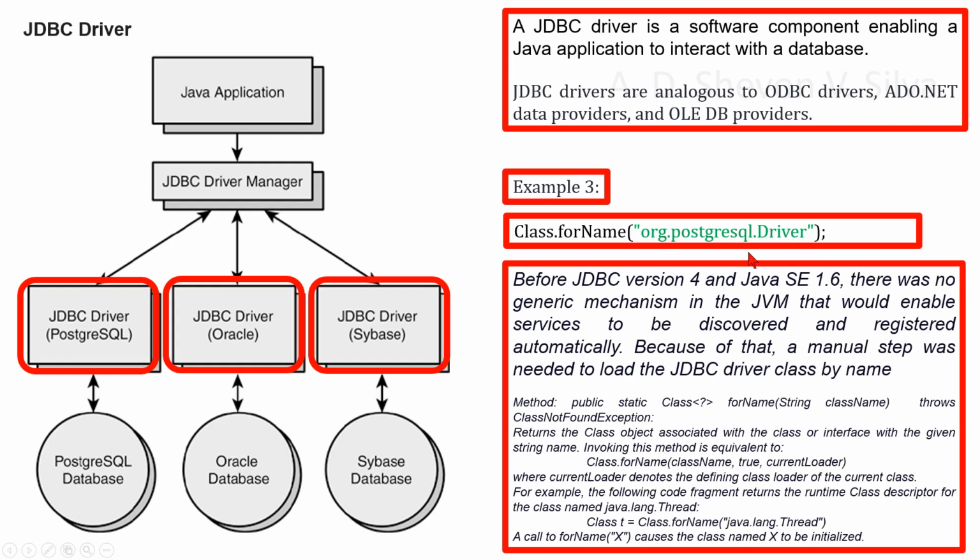Here the method public static Class forName(String className) throws ClassNotFoundException. If there's an error, and this method returns the class object associated with the class or interface with the given string name. Here a call for name causes the class name, this one, to be initialized.